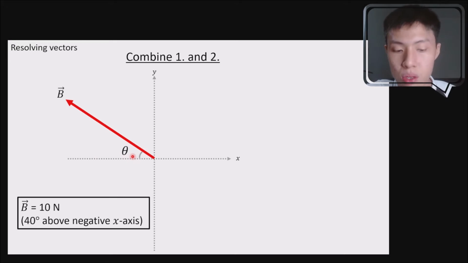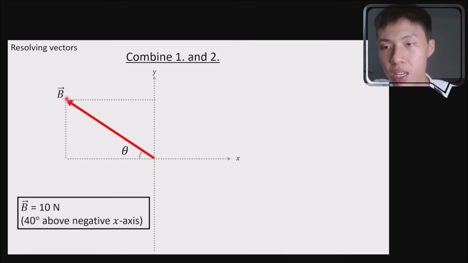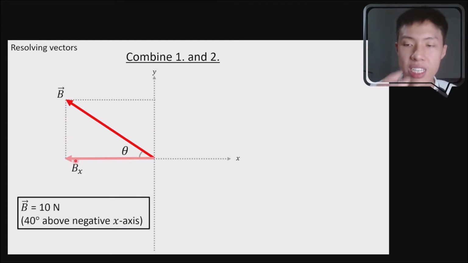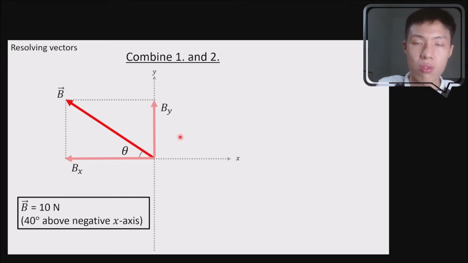So now again, we want to resolve this vector. What do we do? We split it into its components. So dotted lines perpendicular to the y-axis, dotted lines perpendicular to the x-axis. Once we draw that, we know that this is the component of B which is in the x direction. This is the component of B which is in the y direction. Okay, once we have done that, we can start to do our resolve.